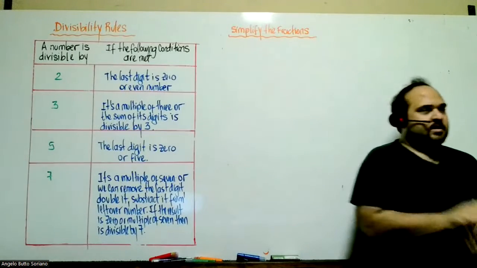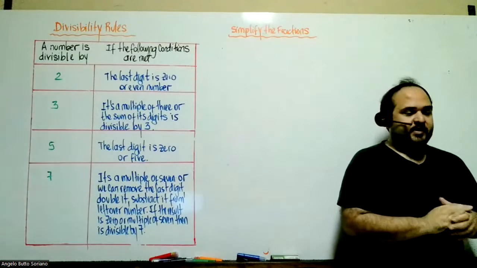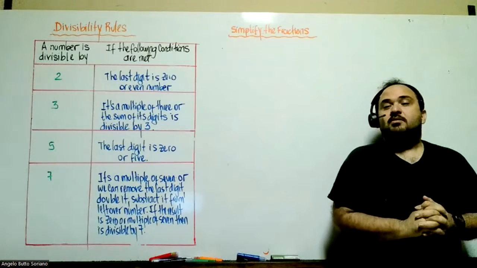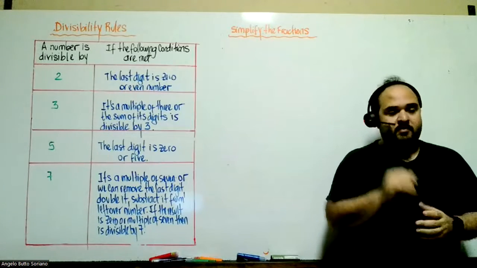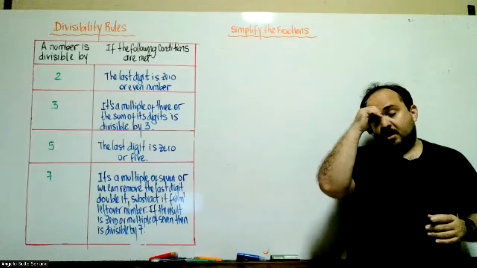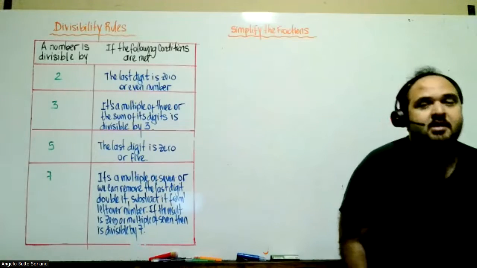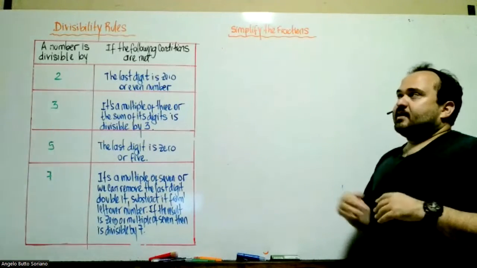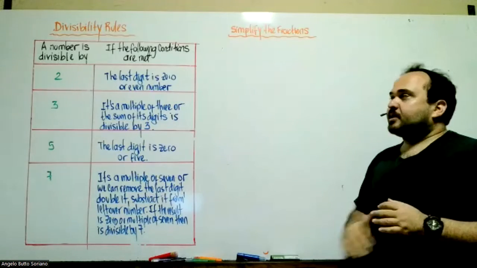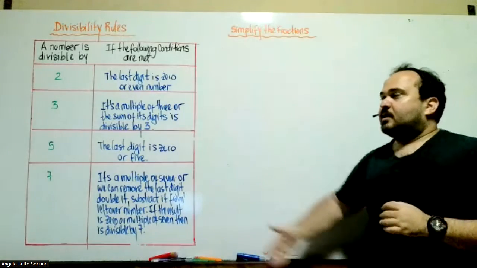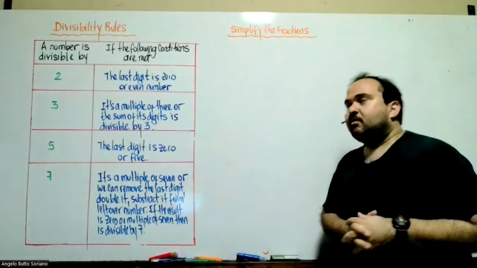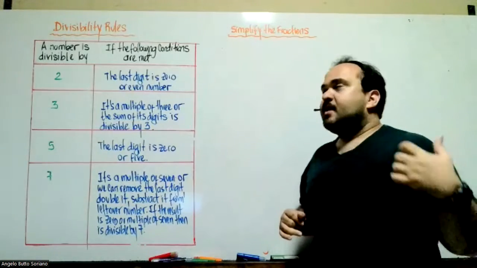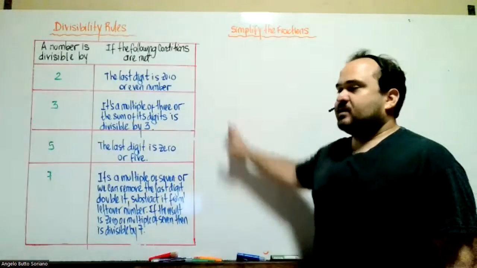My dears, seventh grade students and pre-algebra students or basic math students. Today, we're going to continue with a lesson on rational expressions. Remember in the last class, we were talking about the divisibility rules. As you can read on the whiteboard, we already explained when a number can be divided by 2, by 3, by 5, and by 7.